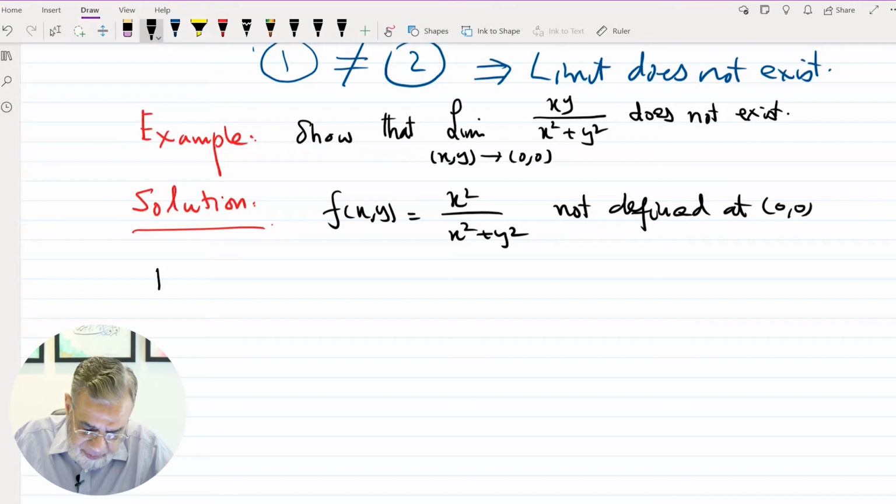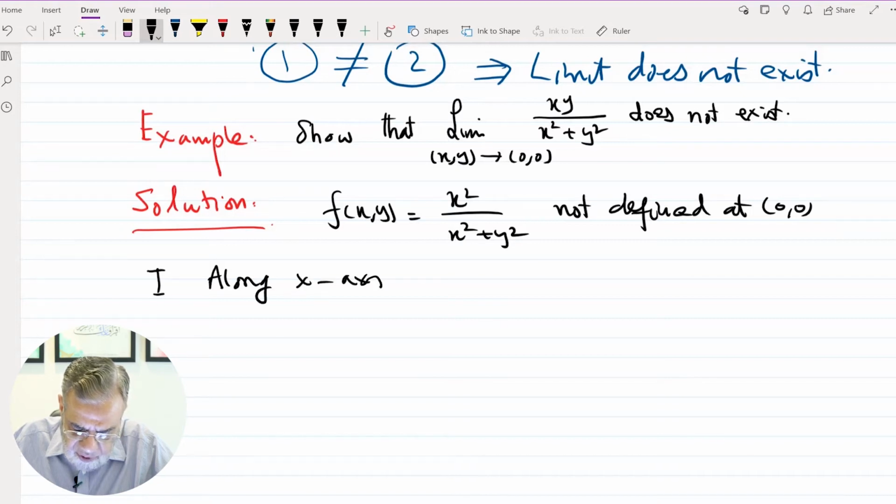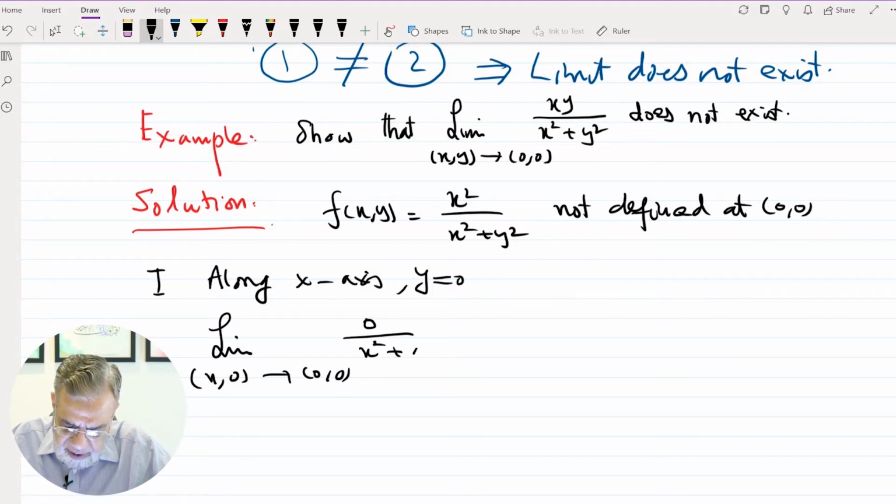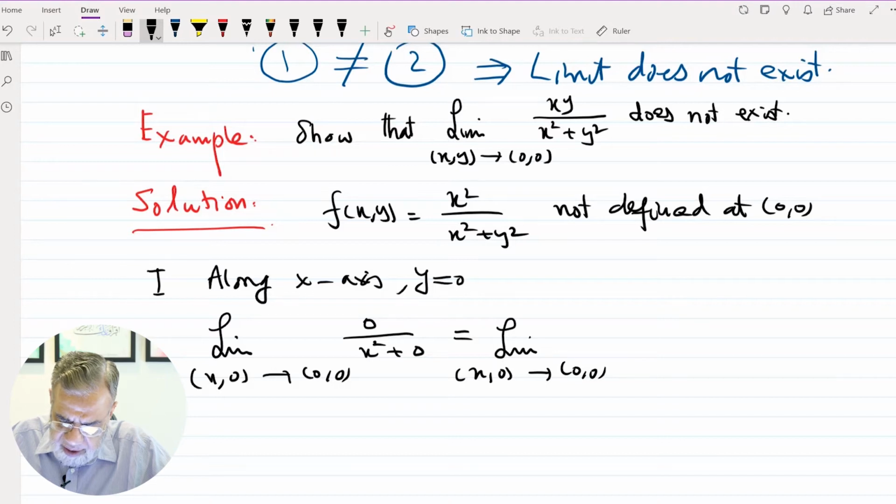So I take number 1, along the x-axis. As before, along the x-axis y equal to 0. So the limit as (x,y) goes to (0,0), with the value of y equal to 0, we get 0/(x² + 0). So we get the limit as (x,y) goes to (0,0) equal to 0. This is my result 1.